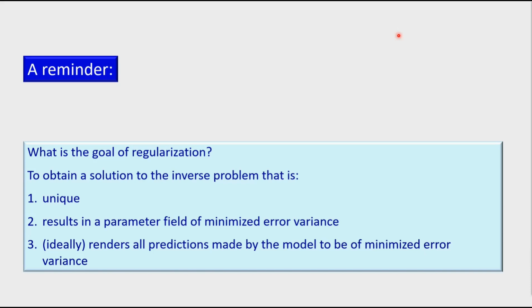Secondly, we attain uniqueness by seeking not just any solution to that non-unique inverse problem. We seek a solution to that inverse problem which is of minimized error variance. Hence, when we make a prediction with our calibrated model, predictions made by that model will also be of minimized error variance. That is, their potential for wrongness will have been reduced to its minimum by making that potential symmetrical with respect to the prediction we make with the calibrated model.